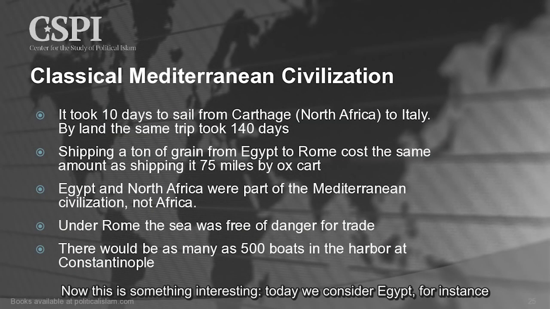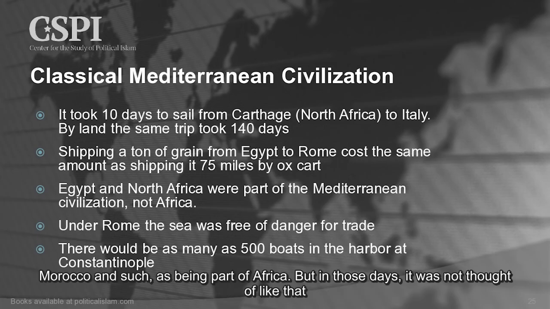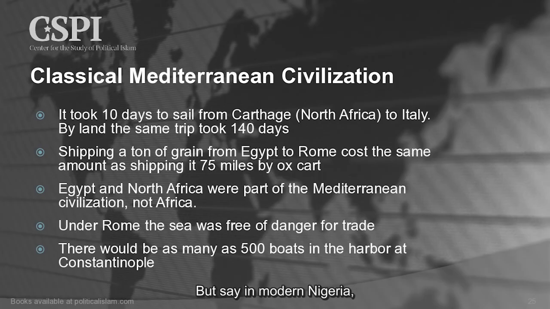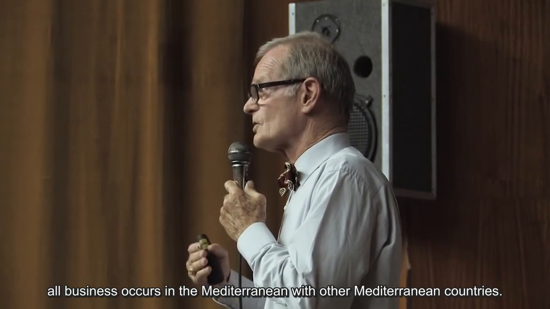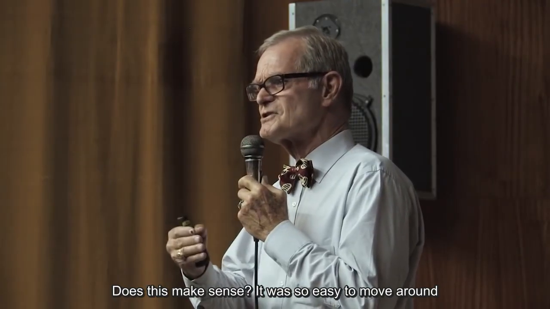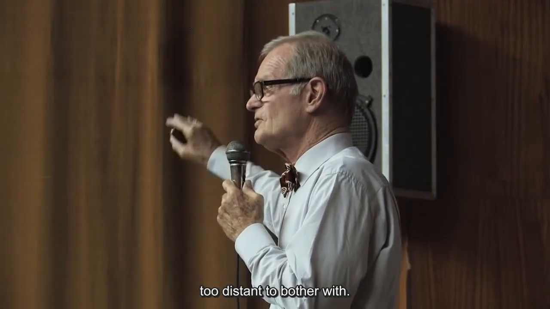Now this is something interesting. Today we consider Egypt, for instance, part of Africa. We consider the North African coast, Morocco and such, as being part of Africa. But in those days it was not thought like that because you could go from Egypt to Rome very quickly by boat. But in Nigeria, modern Nigeria, it would take perhaps a year. So as a result, all business occurs in the Mediterranean with other Mediterranean countries. Does this make sense? It was so easy to move around that the rest of what we call Africa was too distant to bother with.